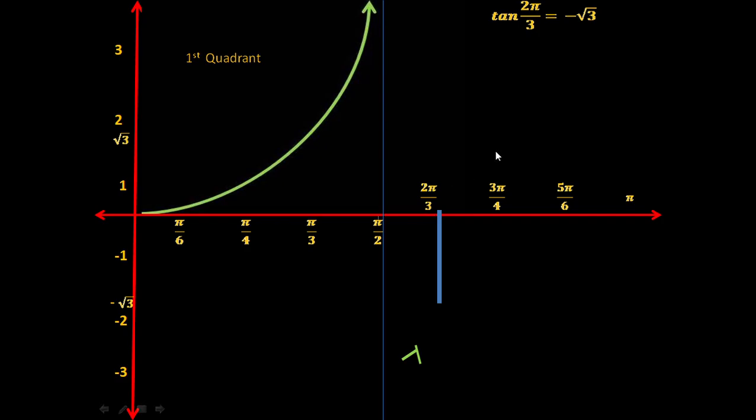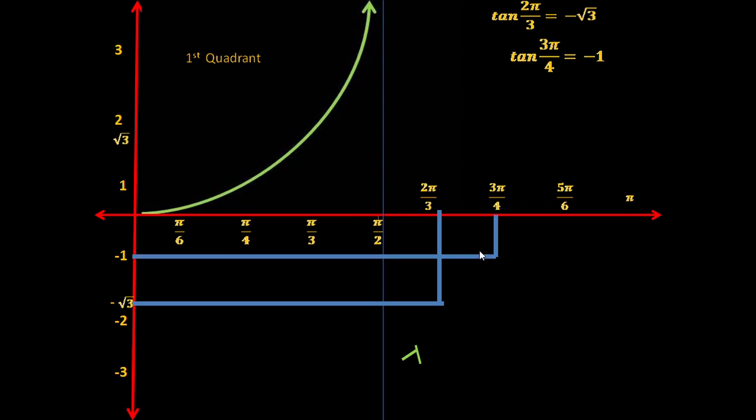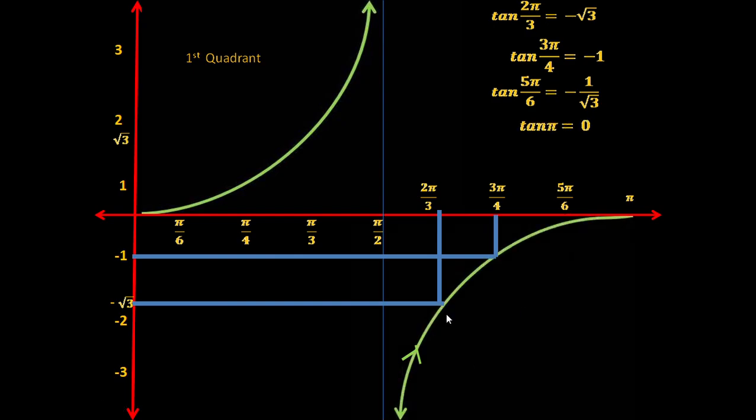Now if we plot it here, tan 2 pi by 3 is minus root 3. So 2 pi by 3 and here minus root 3, this point. Next 3 pi by 4 is minus 1. So here this is the point, and tan 5 pi by 6 becomes minus 1 by root 3 somewhere here, and 5 pi by 6, and tan pi is 0. So after plotting we get this curve, and we could see for pi by 2 there is no value of tan, that is it is undefined. So this is the curve in the second quadrant.